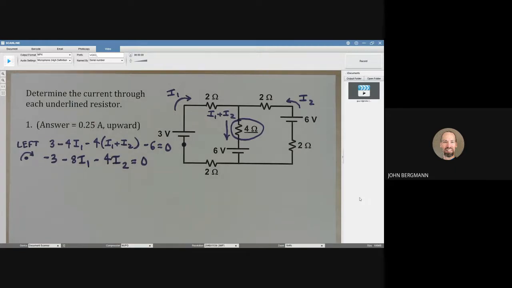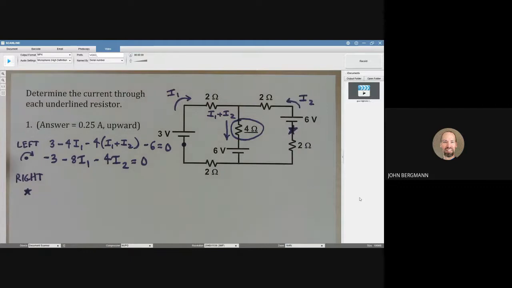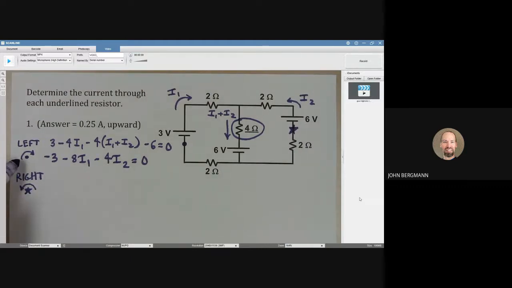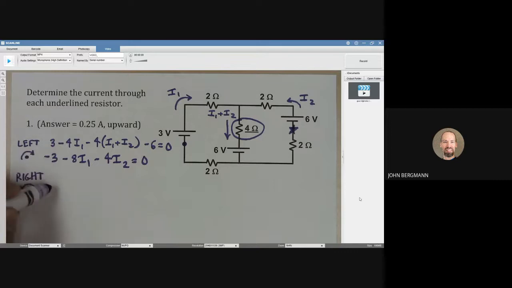Now we have to write a second loop equation, and I'm going to go around the right loop this time, and I'm going to start at a star. I'm going to put a little star right there, and I'm going to go counterclockwise. Did I say counterclockwise for the left one? I meant clockwise. Oh well. All right, so here we go. Start at the star. The first thing we run into is the 6-volt battery, so I'm going to write 6 there.